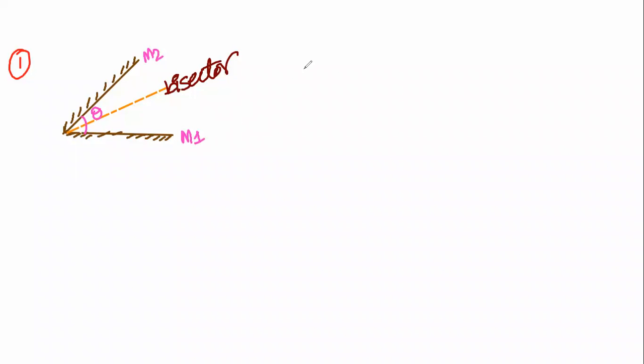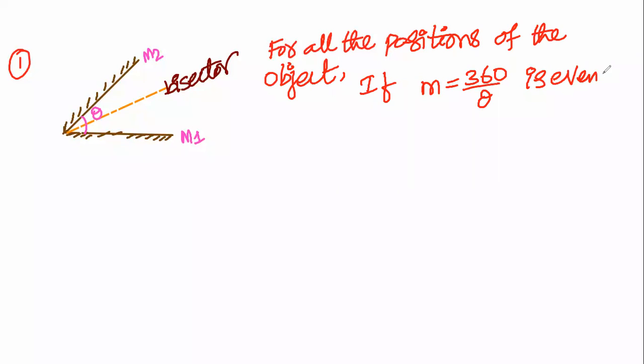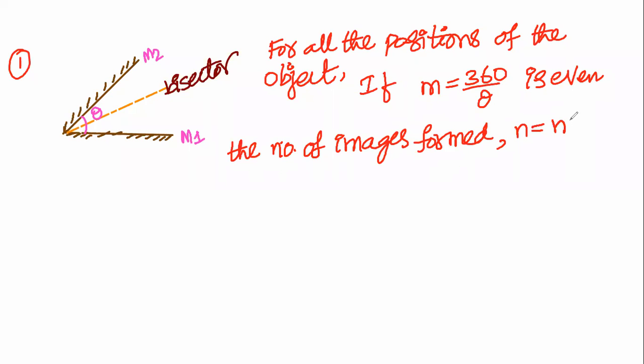For all positions of the object, if m equal to 360 by theta is even, then the number of images formed is n equal to m minus 1.